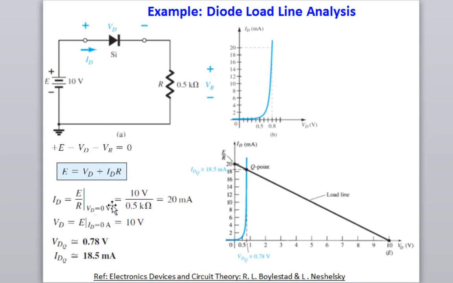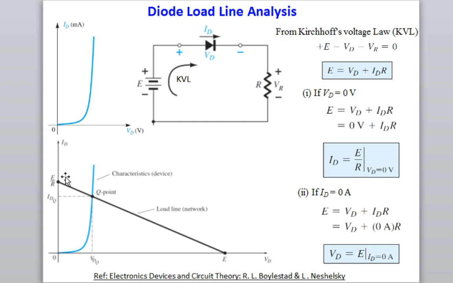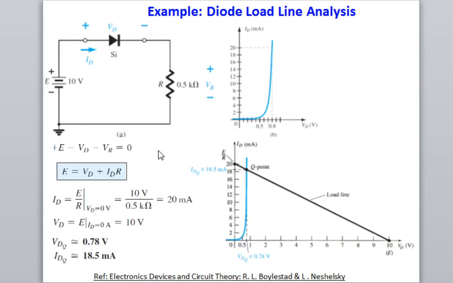It means that this point on the y-axis for the given problem is 20 milliampere, so maximum 20. If you see, this is given as 1, 2, 4, 6, 8, so this is 20 milliampere. This is the first point on the y-axis from where we have to draw the straight line.